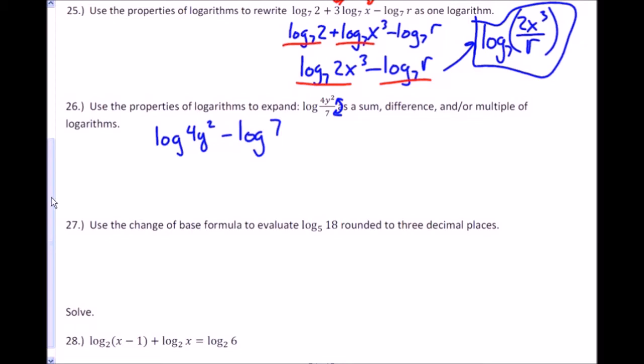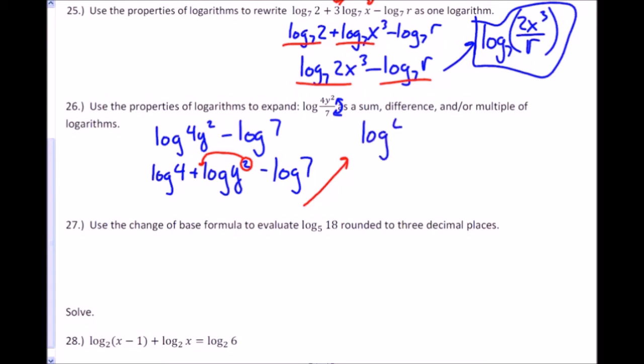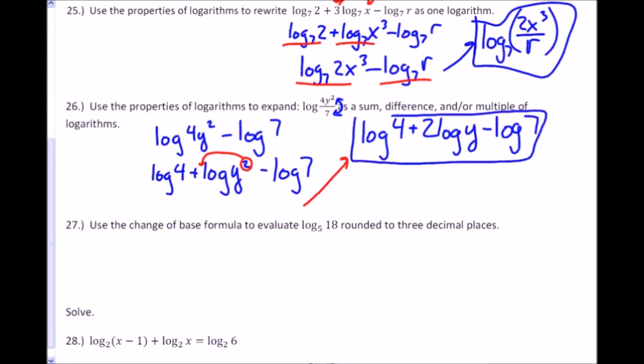And now here I have two things being multiplied inside this logarithm, so I can rewrite it as two logarithms being added. So I'm going to do log of 4 and log of y squared minus the log of 7. And now right here, the exponent I can rewrite as multiplication. So when I do that in this final step, that's going to give me log of 4 plus 2 log of y minus the log of 7. And that's it. Now it's written as a sum, difference, and or multiple of logarithms. Okay?